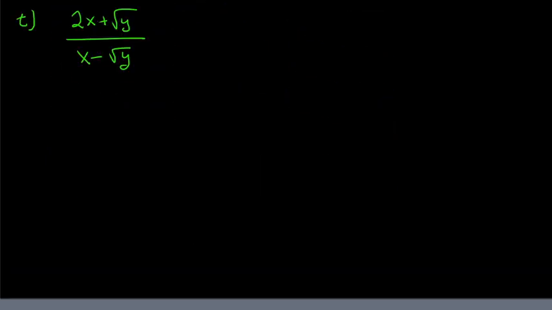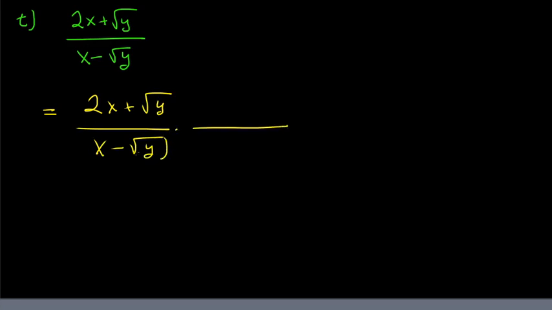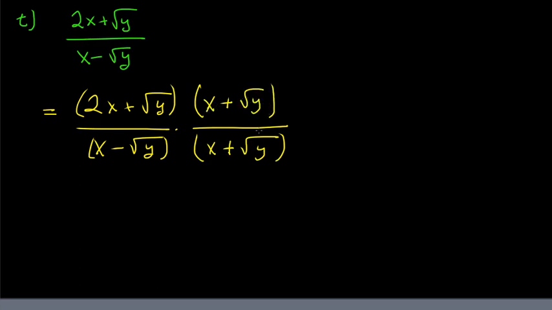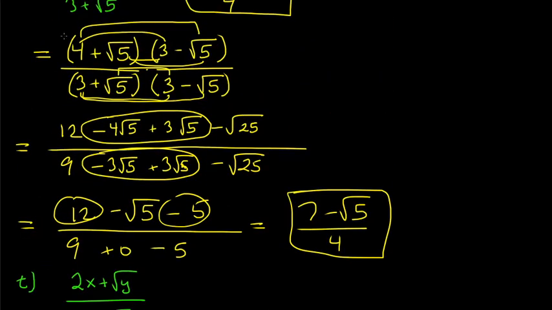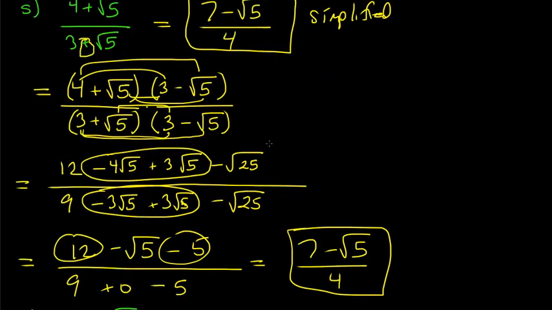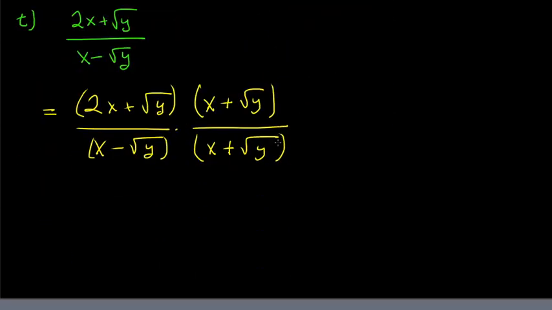Right? And part T is done exactly the same way. We have 2x plus the square root of y in the numerator, and we have x minus the square root of y in the denominator. So we need to multiply numerator and denominator, not by the denominator, x minus the square root of y, but the conjugate, x plus the square root of y. Here we change the minus to a plus. In the previous problem we changed the plus to a minus. But yeah, the conjugate, change one of the signs.